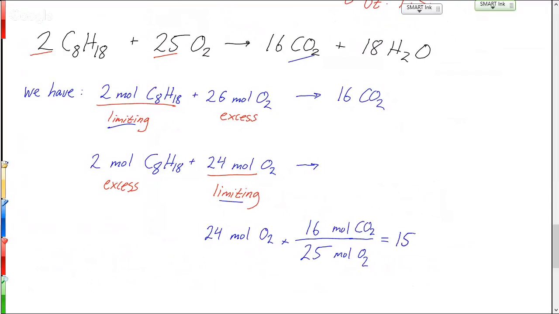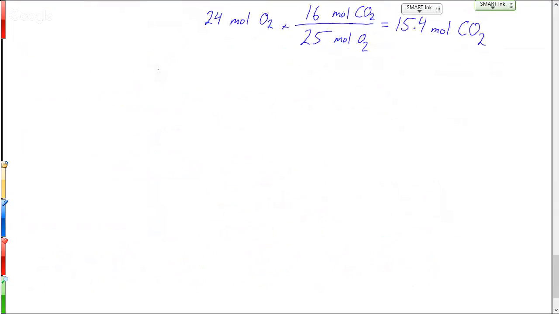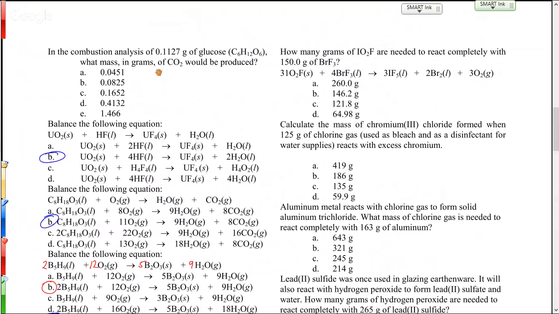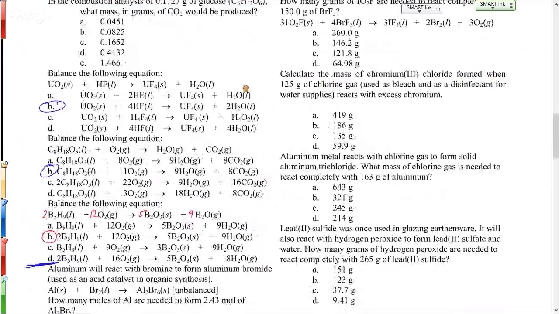So we can only make 15.4 moles of CO2. That's the difference between this thing and the pizza example, is we can have fractional moles. So we can actually calculate the fraction of the mole that we would make. Okay, so that's kind of the idea of it, that one of them limits the other one. Let's do some examples and see how this actually works in practice.